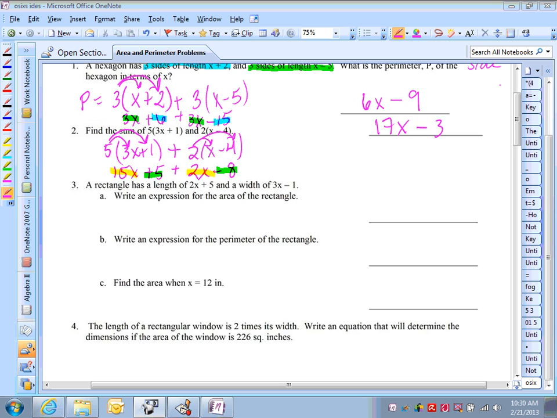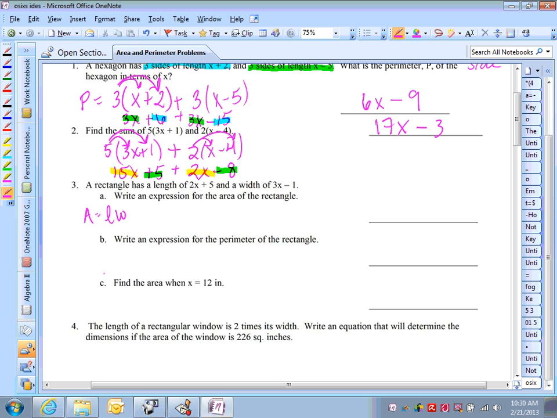All right, let's move on to problem 3. It says a rectangle has a length of 2x plus 5 and a width of 3x minus 1. And they want us to write an expression for the area of the rectangle. Well, in order to write an expression, we would need to know what the area of a rectangle is. So area equals length times width. Don't forget that. That's the formula for area of a rectangle.